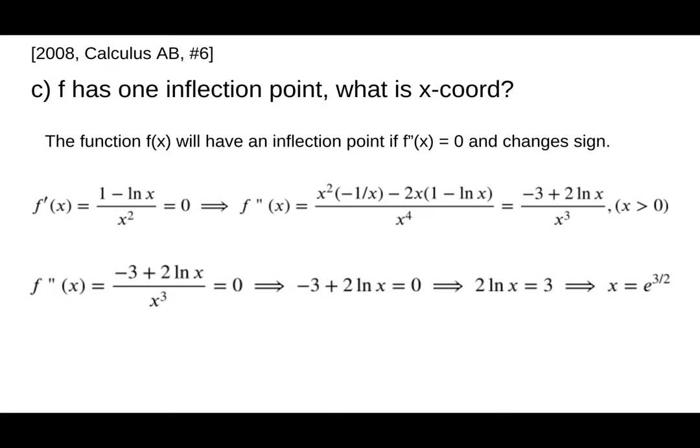All right, so we have our formula for the second derivative. We want to know when it's 0. That would mean that the numerator is equal to 0. Negative 3 plus 2 natural log of x is equal to 0, which means that 2 natural log of x is equal to 3, which implies that x is e to the 3/2 power. So that would be the x-coordinate of our point of inflection.